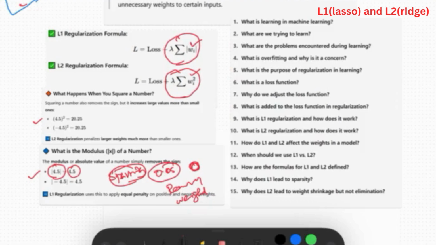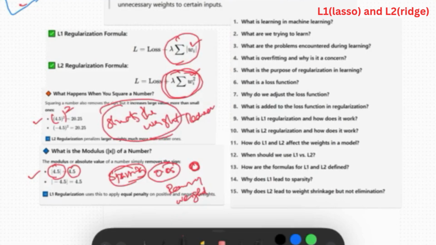But in case of L2, it squares the weight. So in case of L2, when you're squaring the weight, this actually shrinks the weight but does not remove the weight. It reduces the priority of the weight. That's it. But it's not removed.